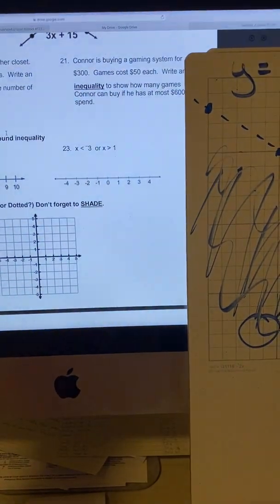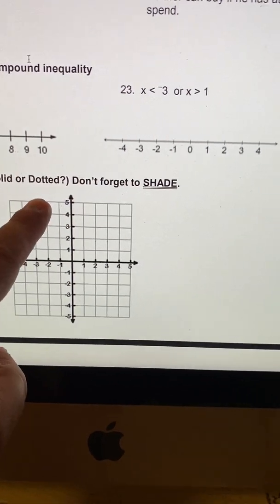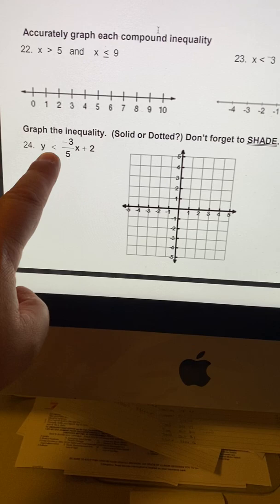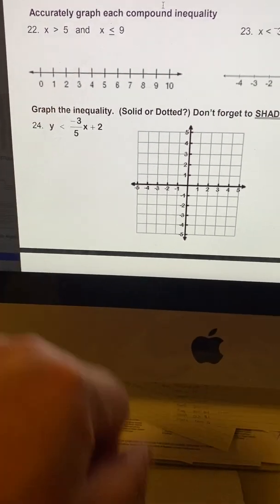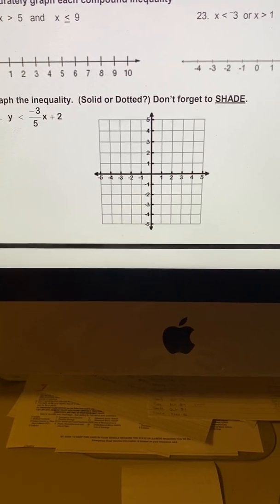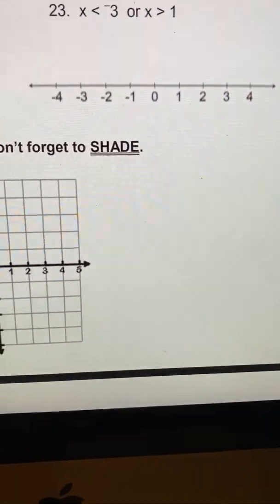That's why it says here, is it a solid or dotted line? That's what I found here. I didn't even have to graph it. I didn't have to do anything. Once I looked at this and saw that it was a less than symbol with no equal to sign, done. It's a dotted line. And then don't forget to shade.